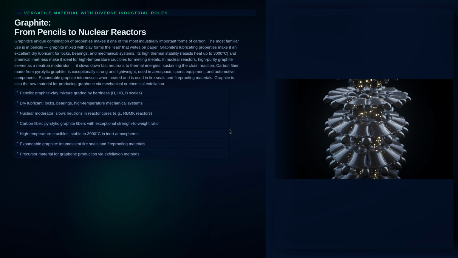The most familiar application is in pencils, where graphite mixed with clay creates the writing core. As a dry lubricant, graphite works well in locks and bearings. In nuclear reactors, graphite serves as a neutron moderator. Carbon fiber, made from pyrolytic graphite, is exceptionally strong and lightweight for aerospace and sports equipment. Graphite crucibles withstand temperatures up to 3,000 degrees Celsius. Expandable graphite is used in fire seals. Graphite is the starting material for producing graphene.